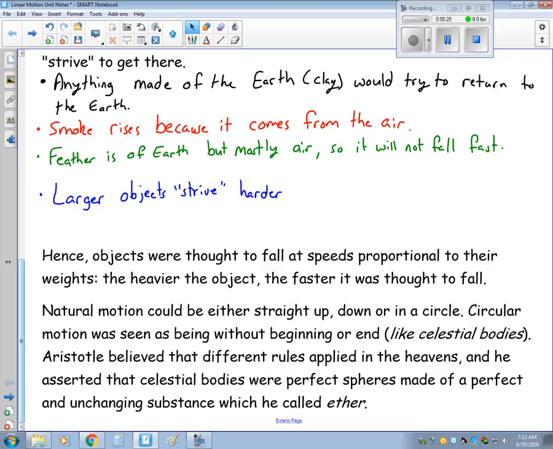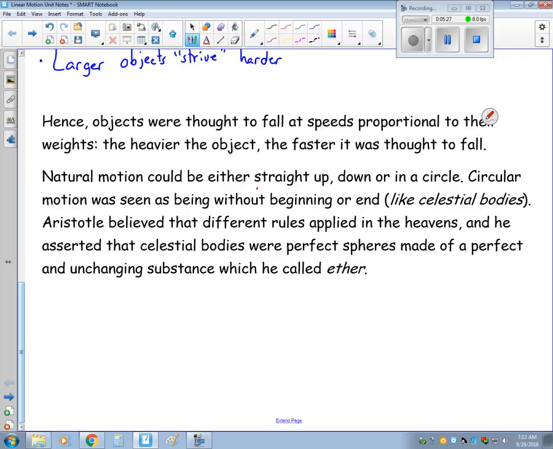We know differently now. So, the natural motion itself had three different types. It could either be straight up, it could be down, or it can be in a circle. Those were the three types of natural motion, no left or right. Now, circular motion was seen to be without beginning or end. So, kind of like the stars going around the earth, or the sun going around the earth. Aristotle then believed that different rules applied to the heavens, and he asserted that celestial bodies were perfect spheres made out of an unchanging substance, which he called ether. So, that's something that early religions could really grab a hold of, the fact of perfection.